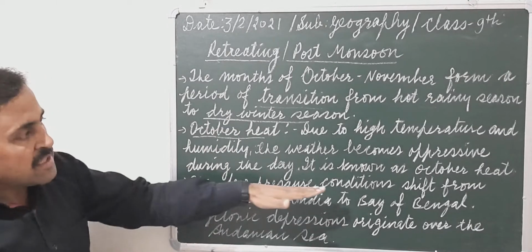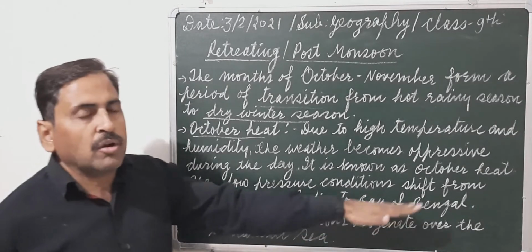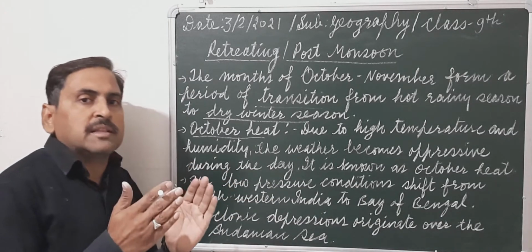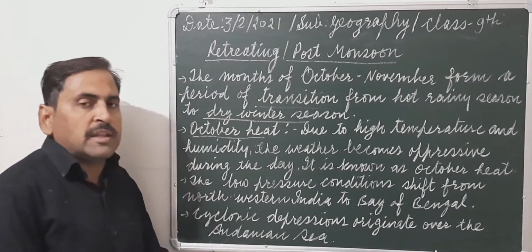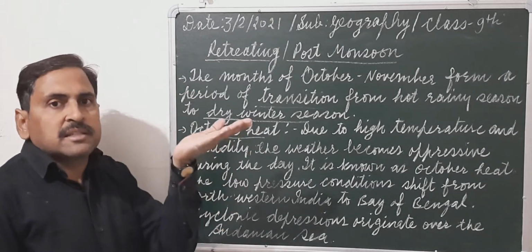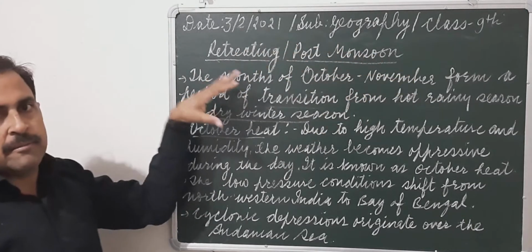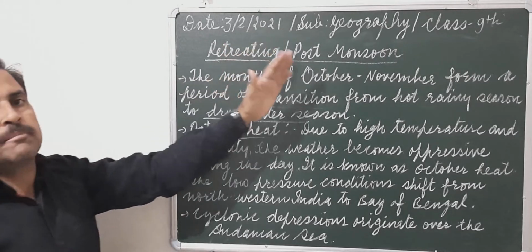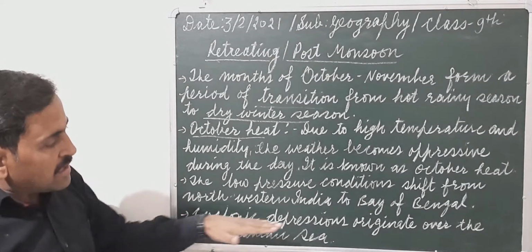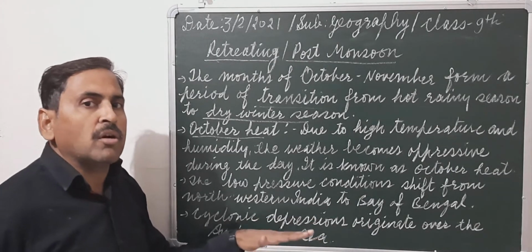Next, the low pressure conditions shift from northwestern India to the Bay of Bengal. It happens because of the fall in the temperature. As you all know, as the temperature starts falling, high pressure starts increasing. And that's why the low pressure area which was there in the northern plain area shifts from there to the Bay of Bengal. And because of this, cyclonic depressions originate over the Andaman Sea in the Bay of Bengal.